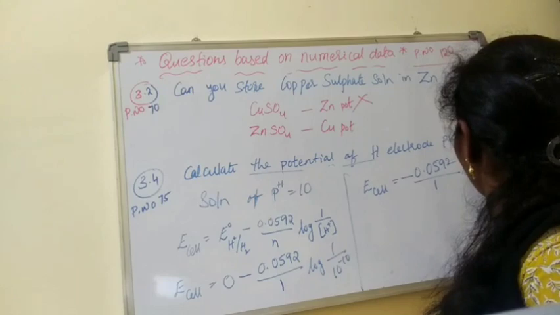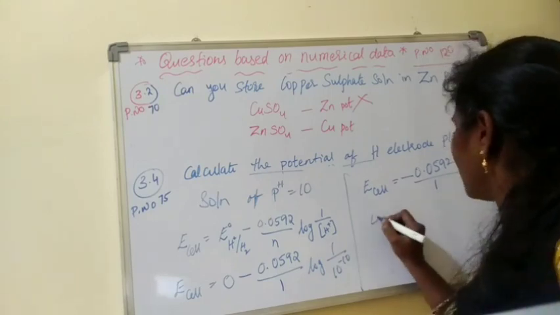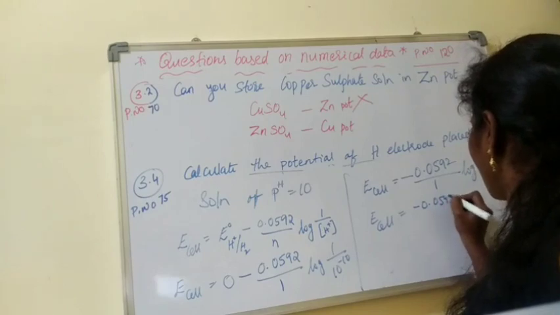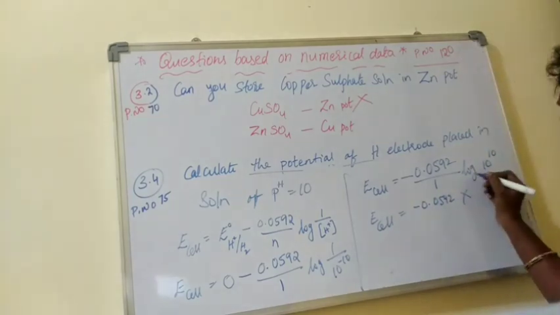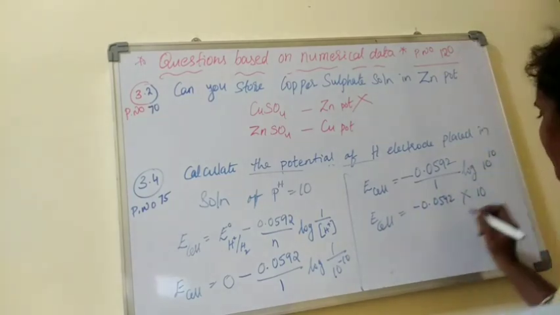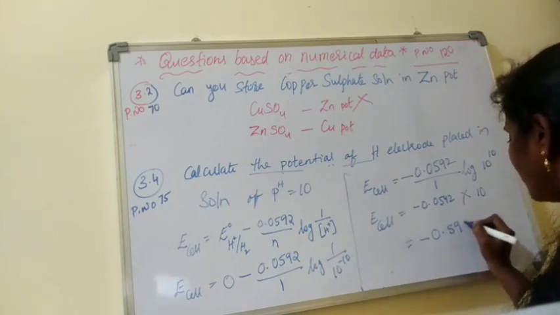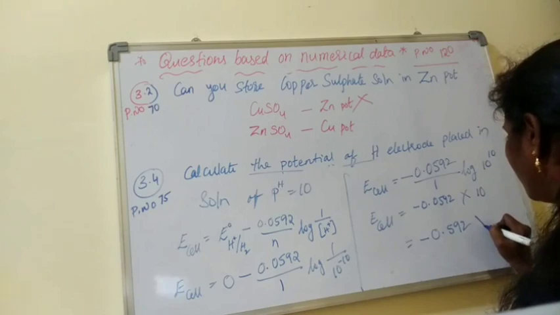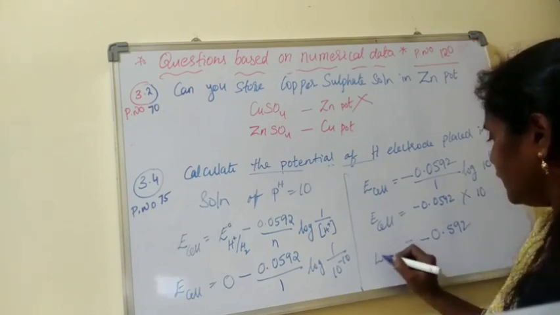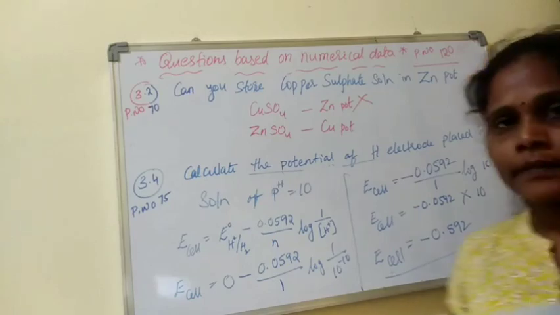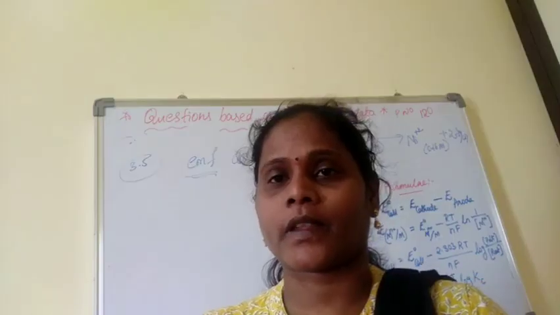So it will become 10 to the power of 10. Then E cell is equal to minus 0.0592 into log 10, and log 10 will be 1. That is nothing but minus 0.592, which is the E cell of that one. Right? So this is the answer.